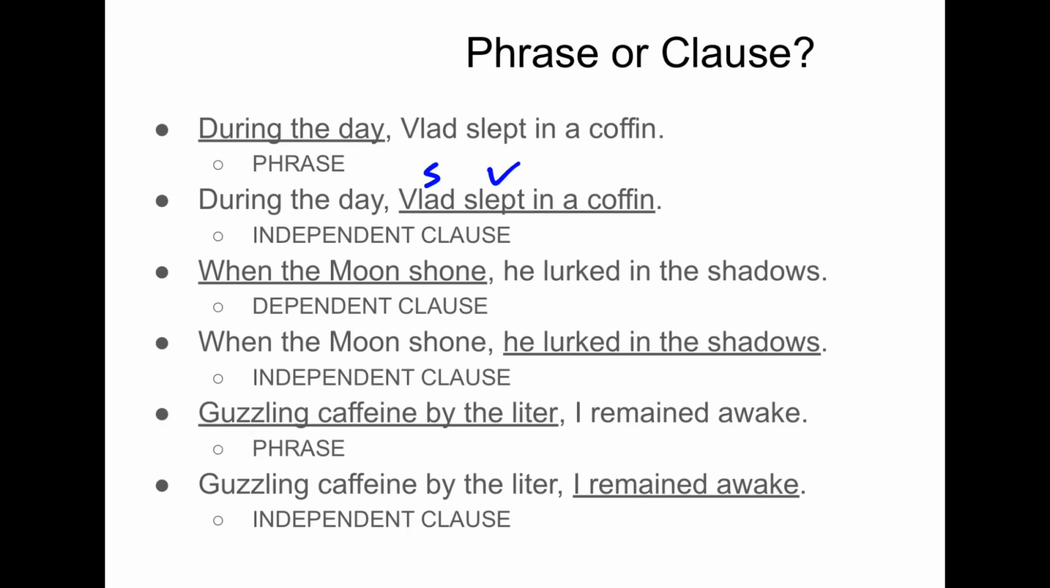When the moon shone. That's a dependent clause. We have moon and shone. And our subordinating conjunction is this word, when. He lurked in the shadows. We have a subject and a verb, and it stands alone.